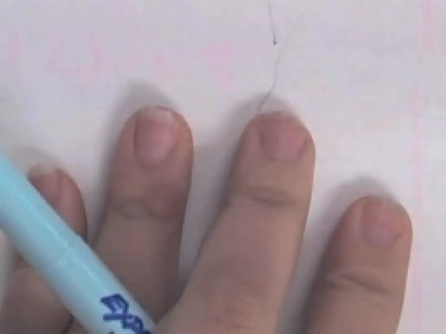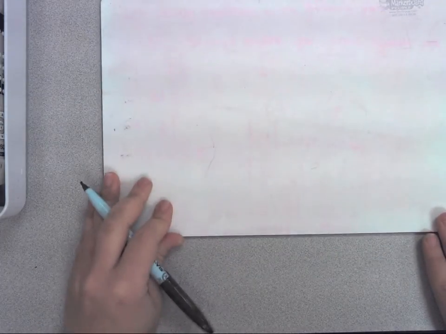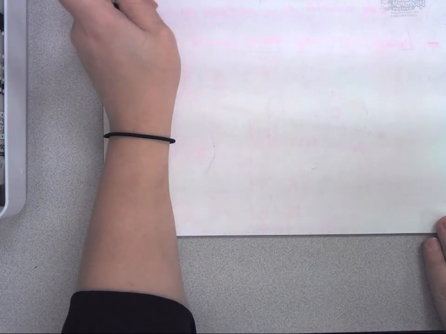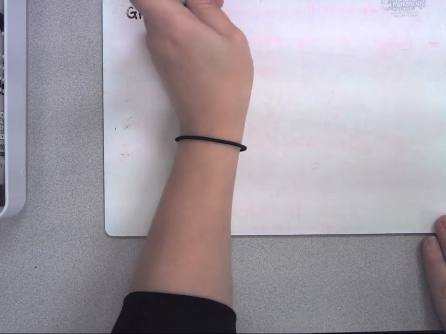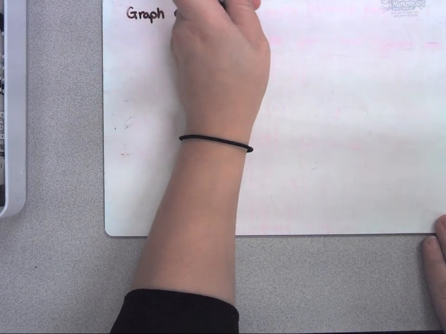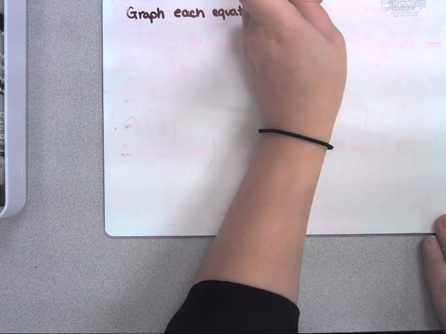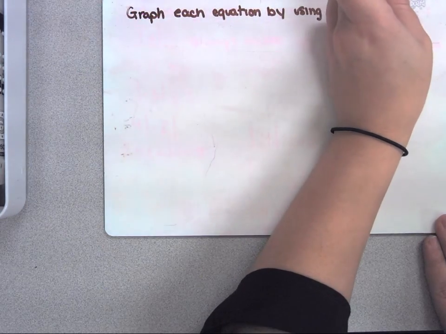Okie dokie. I'm going to give you a problem. The instructions say, let's zoom back out. You can see all my absolute value notes from the last time. The instructions say graph each equation by using the X and Y intercepts.